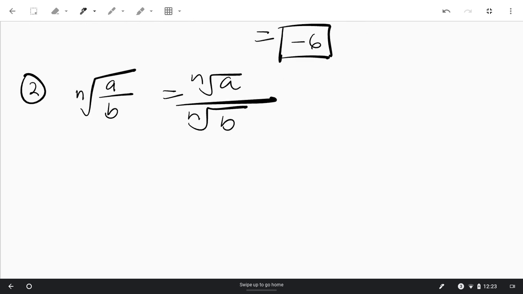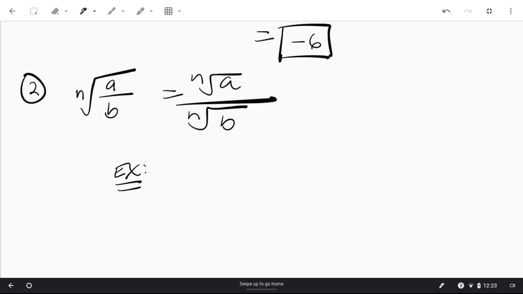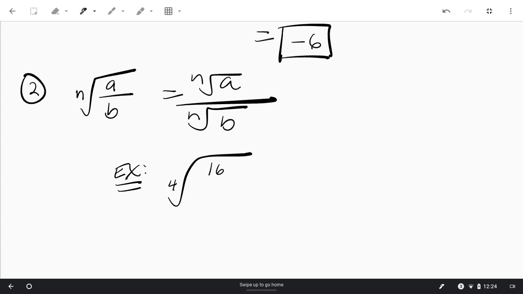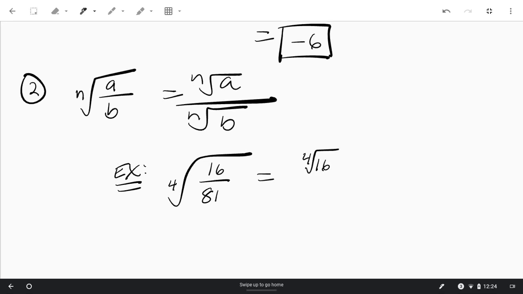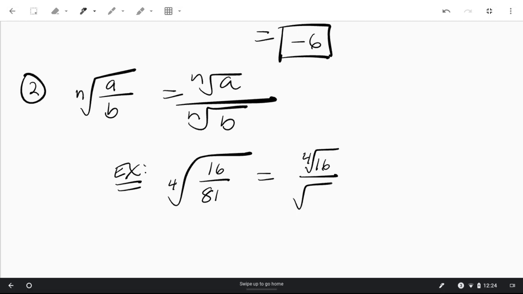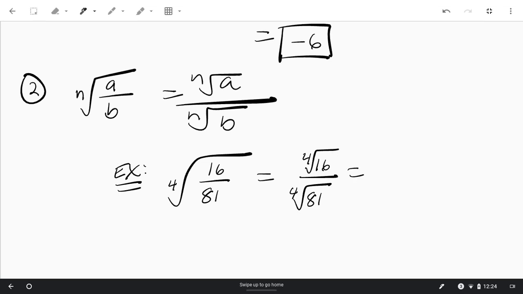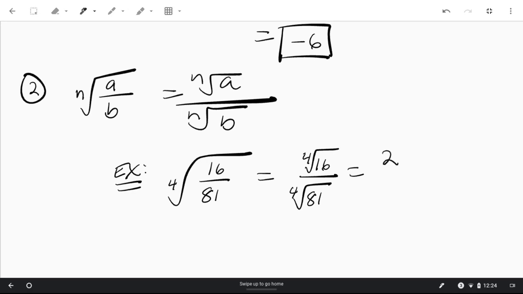So let's take a look at this example. Suppose that I have the 4th root of 16 over 81. Here again, these are perfect 4th roots, so let's go ahead and do each one individually. We see here that the fourth root of 16 is going to be 2, and the fourth root of 81 is going to be 3.